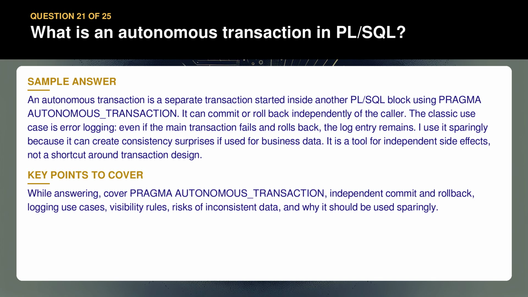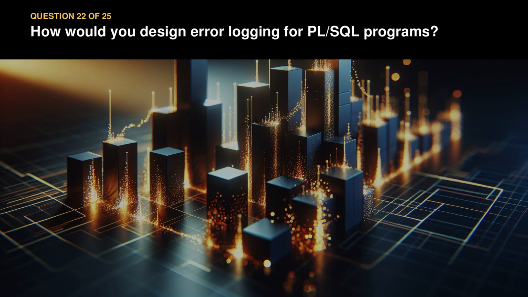While answering, cover PRAGMA AUTONOMOUS_TRANSACTION, independent commit and rollback, logging use cases, visibility rules, risks of inconsistent data, and why it should be used sparingly.